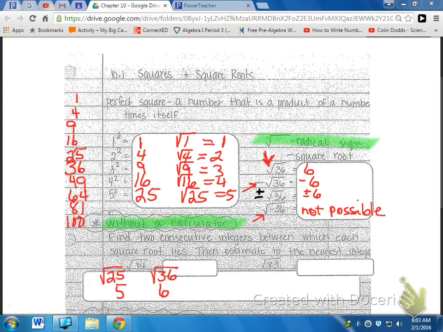Now here's how you make your decision. 34, is it closer to 25 or 36? 36. So this one would be what you'd estimate it to. So it's between 5 and 6, but 6 is the one that it's closest to.